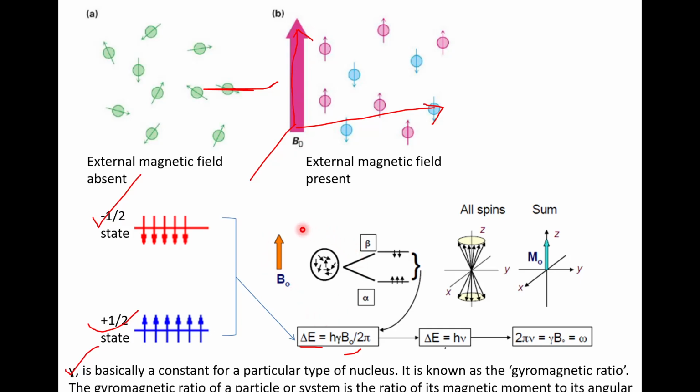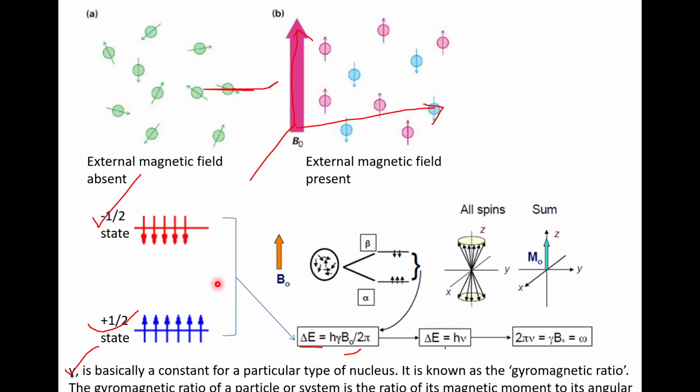And now if you are giving an external energy which is similar to the energy gap between these plus half and minus half states, then what will happen is that this extra population which was present in the lower energy state will try to go to the higher energy state.